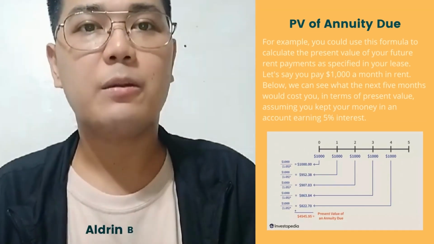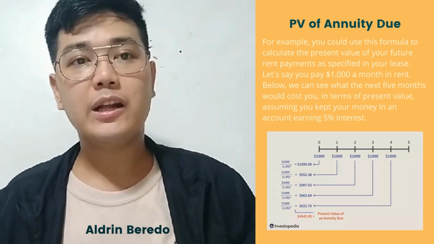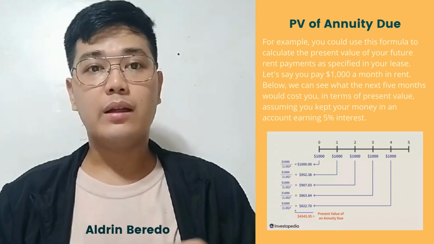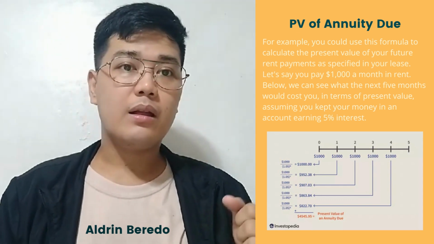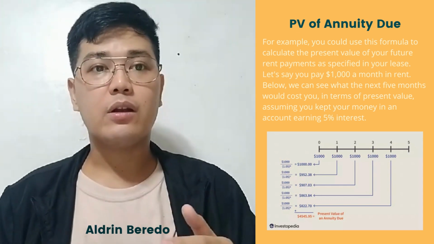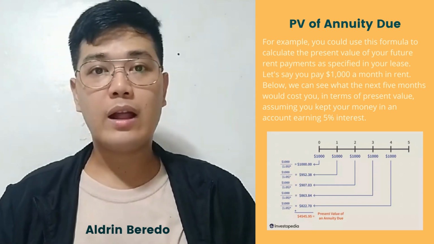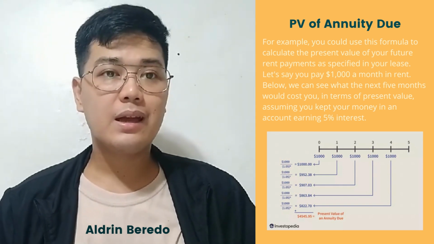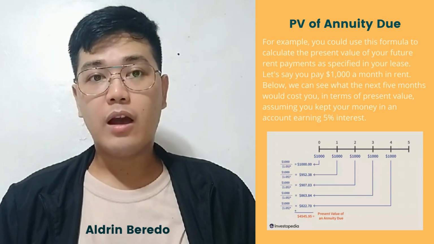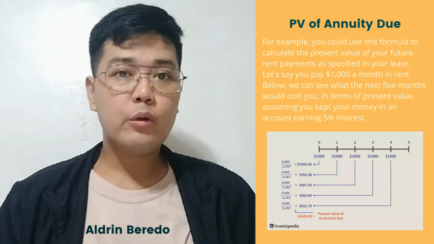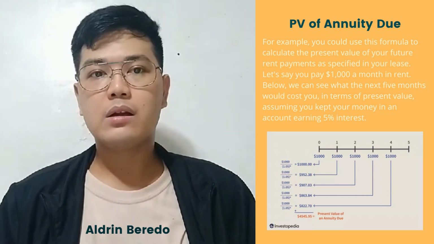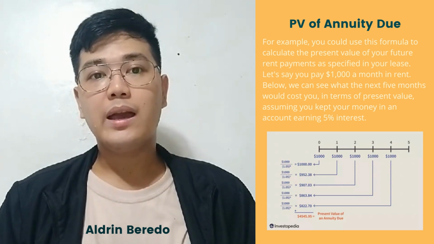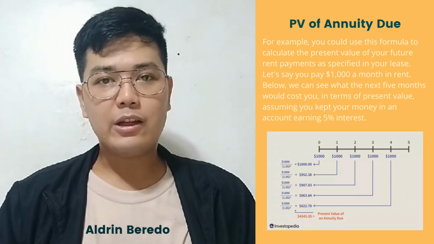Alright, let us now calculate the present value for an annuity due. Similarly, the formula for calculating the present value of an annuity due takes into account the fact that payments are made at the beginning rather than the end of each period. For example, you could use this formula to calculate the present value of your future rent payments as specified in your lease. Let's say you pay $1,000 a month in rent. Below, you can see what the next 5 months would cost you in terms of present value, assuming you keep your money in an account earning 5% interest.